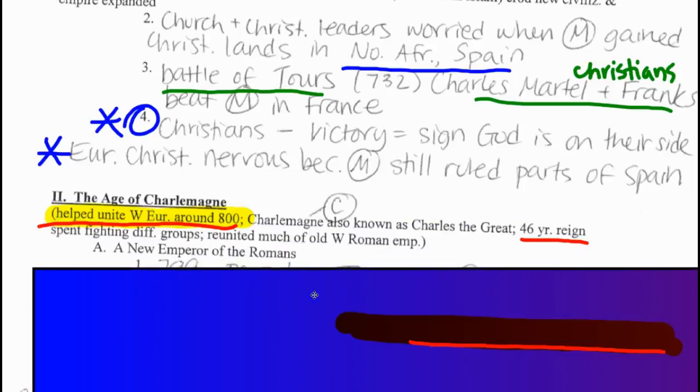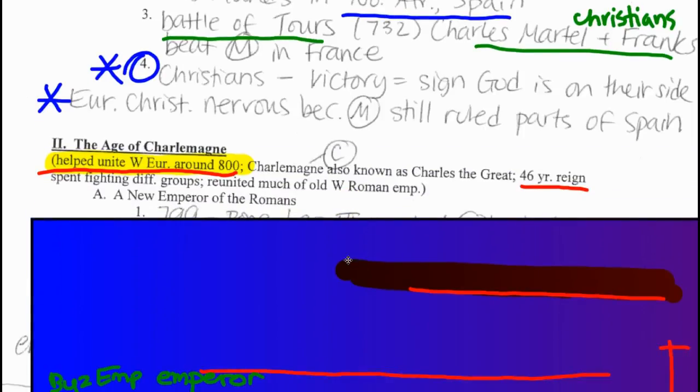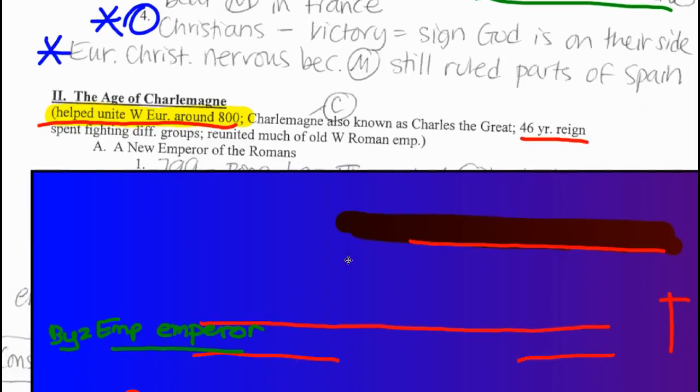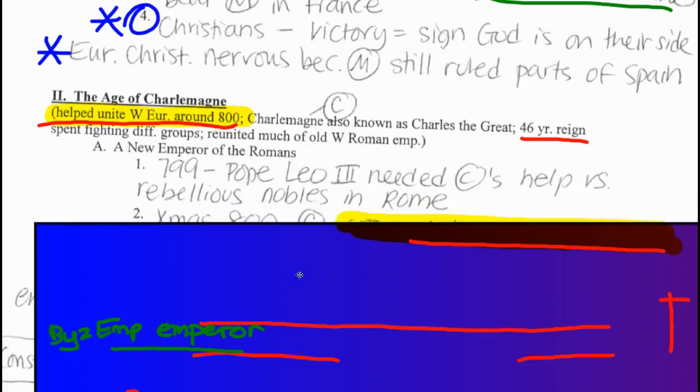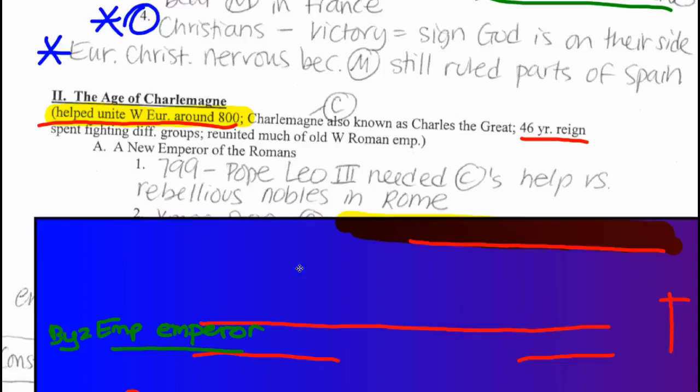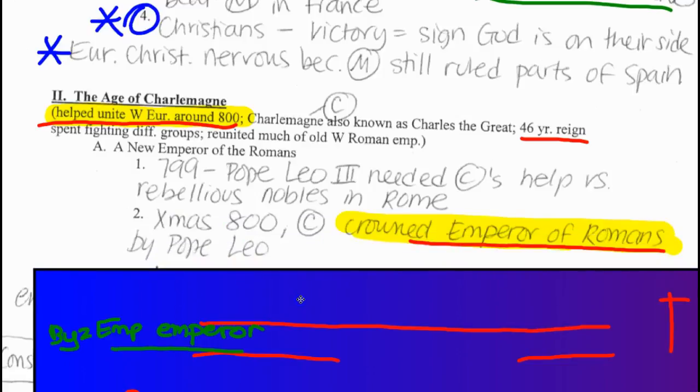So Charlemagne's also mentioned in the Dark Ages video. It may be helpful to highlight what I've highlighted, and also maybe the 46-year reign that he had. So he was one of the strongest leaders during the Middle Ages in Europe. So he had helped Pope Leo defeat rebellious nobles in Rome, and that led to the Pope crowning him as Emperor of the Romans.